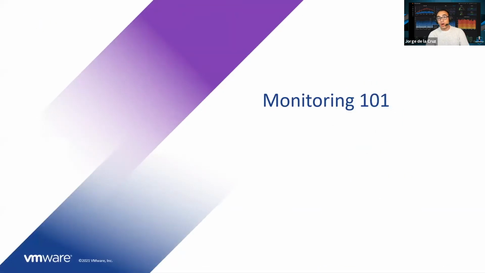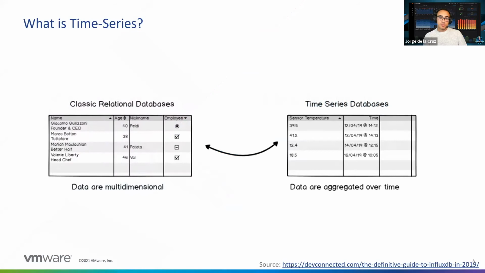Monitoring 101. Super simple. What is time series? Because I've been mentioning the problems that I resolved with time series, but maybe you are not familiar with time series, right? So on the left of your screen, you have these classic relational databases where, of course, you have tables, and in every table, they have relationships, and for example, the name, age, nickname, is it an employee, yes or no, and so on. That's a classical relational database. Now, if we move into the time series database, what is that about? Is that per every timestamp?